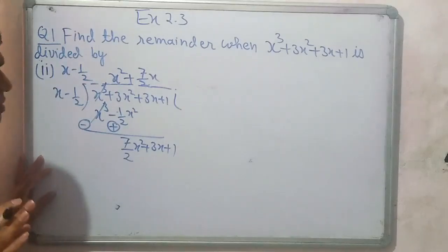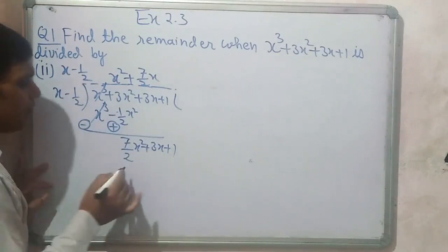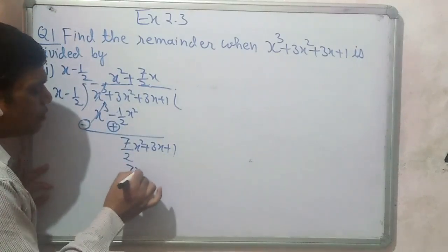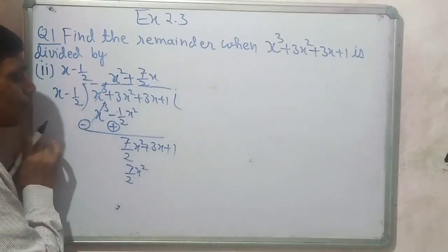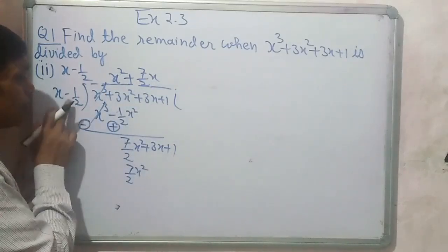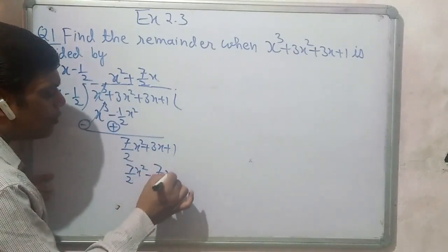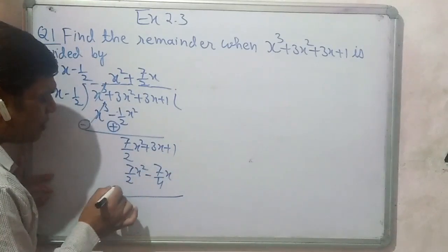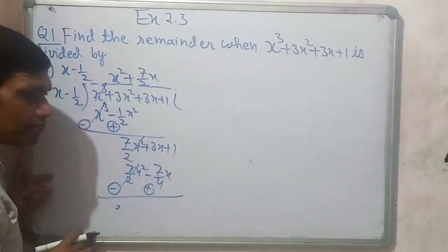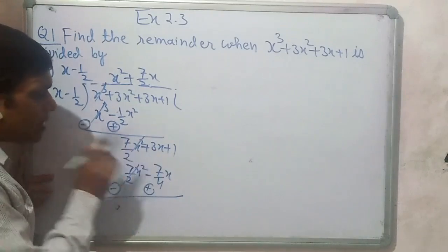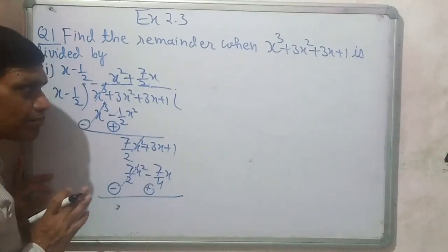7 upon 2x. Got it? Let us multiply 7 upon 2x with x. We get 7 upon 2x square. 7 upon 2 into 1 upon 2 is 7 upon 4. Positive into negative, negative: 7 upon 4x. Change the signs and cancel them. Now this is nothing but 3 plus 7 upon 4. 3 complete 7 upon 4.